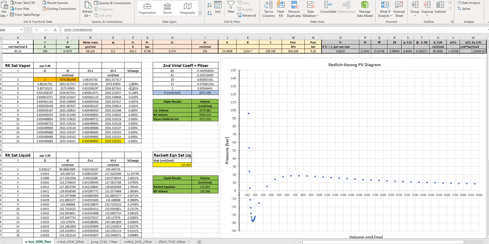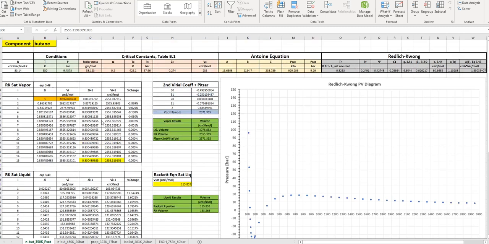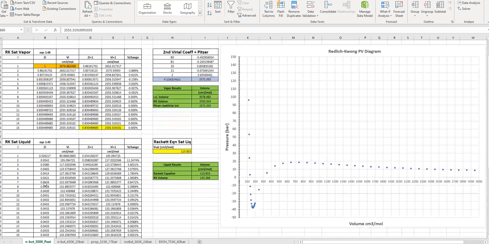And what I'm doing is looking at, you can see it's about a 2.9% change, and that percent change from one iteration to the next gradually gets smaller and smaller until it reaches some threshold where I say, okay, I no longer have to do any more iterations. So that's what we have here, and we can do that for the saturated liquid. We can do that for the saturated vapor volumes.